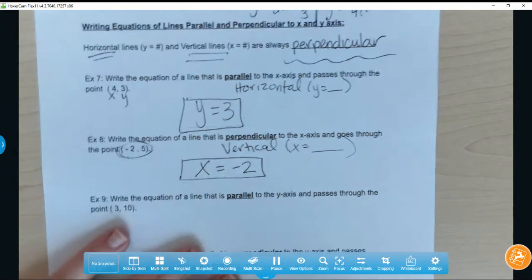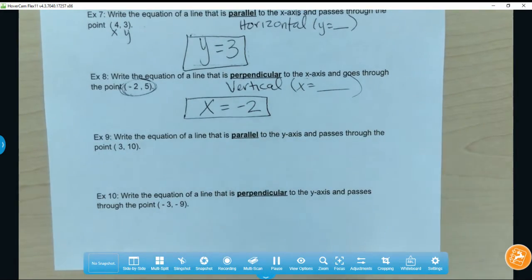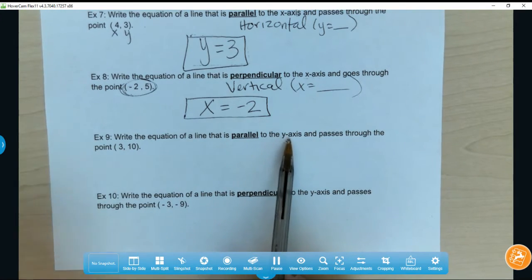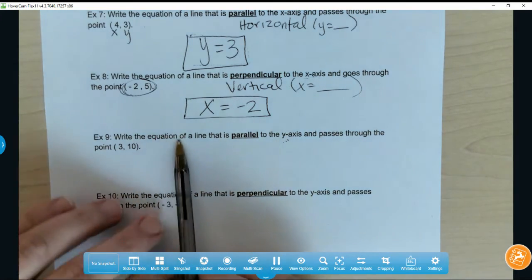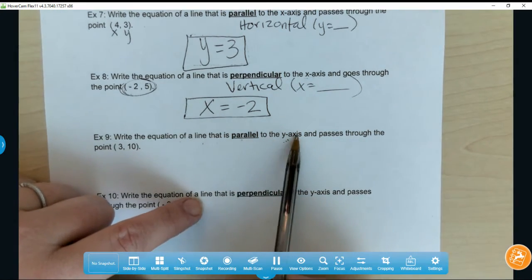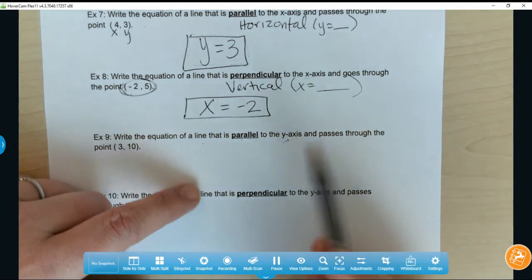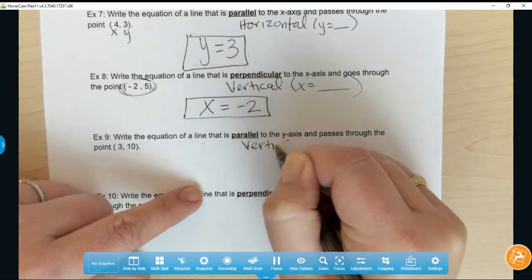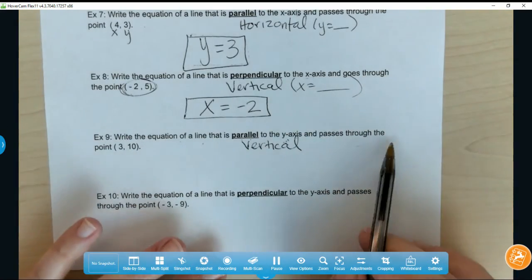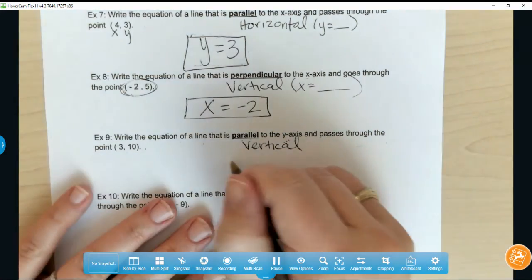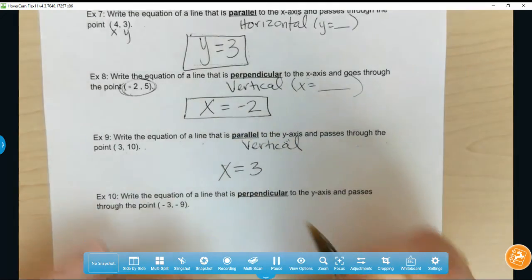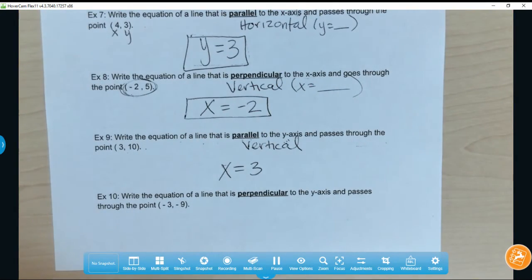So it's super important to read carefully, make sure that you're thinking parallel, perpendicular, and then also make sure, like on this one, it switches over to the y-axis. So write an equation of a line that is parallel to the y-axis. If it's parallel to the y-axis, again, we're thinking vertical, and it has to pass through (3, 10), so therefore I know it would be x equals 3.